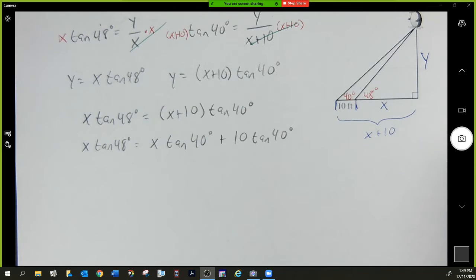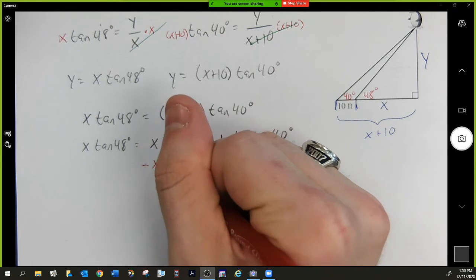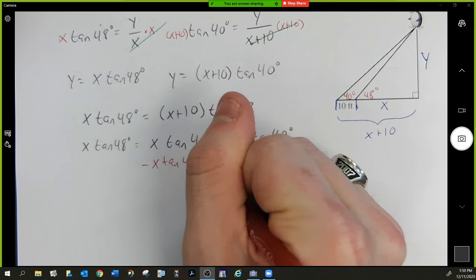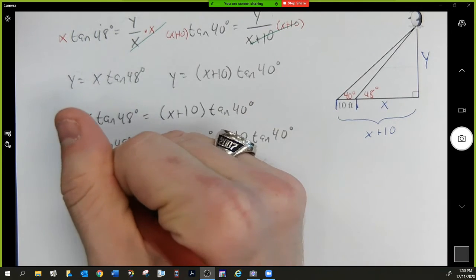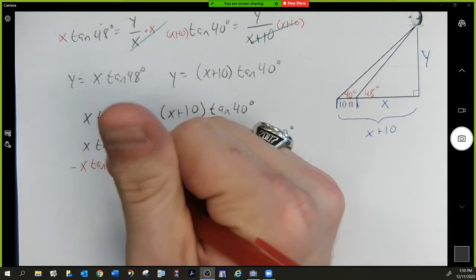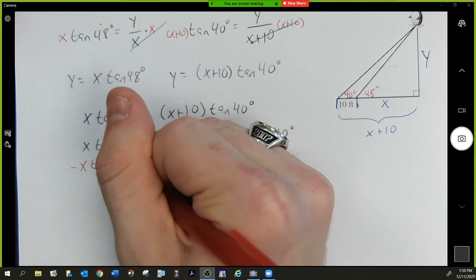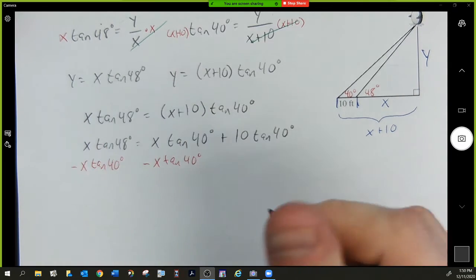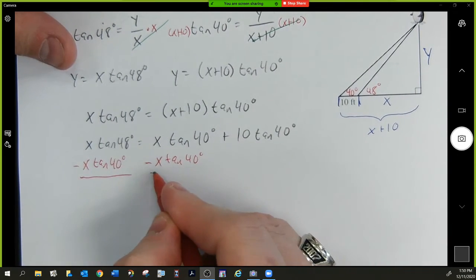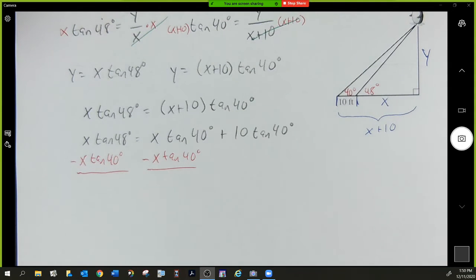And again, we're trying to solve for x, so I need all the x's on one side. So we're going to subtract x tangent of 40 from both sides. Wouldn't it be great if this was x tangent of 8 or just tangent of 8? Yeah, it's not. I was being sincere. It would be great.